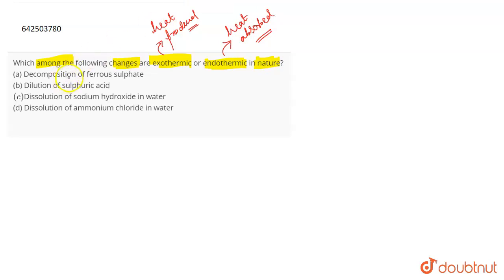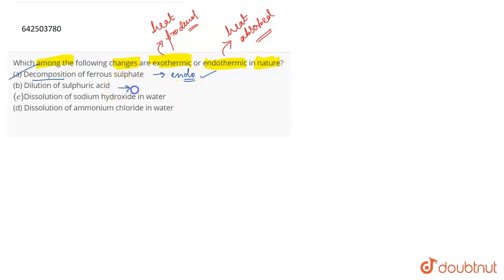Now let us consider each of the following and understand them. The first is decomposition of ferrous sulfate. Decomposition of ferrous sulfate is an endothermic reaction, because generally decomposition reactions are endothermic. You have to supply heat to such reactions to produce two or more products. That is why decomposition of ferrous sulfate is an example of endothermic reaction, because heat is absorbed in this reaction.